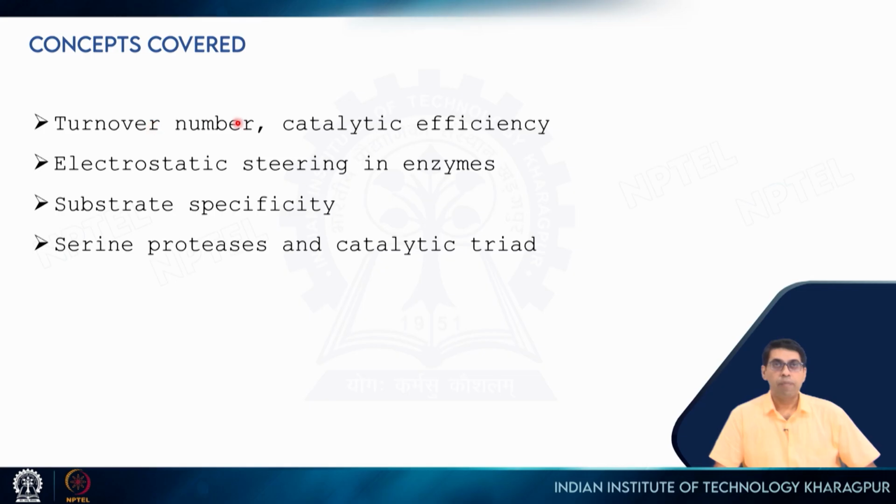like turnover number and catalytic efficiency. I will discuss one very interesting property that happens in some enzymes, which is called electrostatic steering. I will talk about substrate specificity, which is very important in case of enzymes. We have already seen specificity in the context of protein-ligand interaction. So, here we will see it in the context of enzyme catalysis.